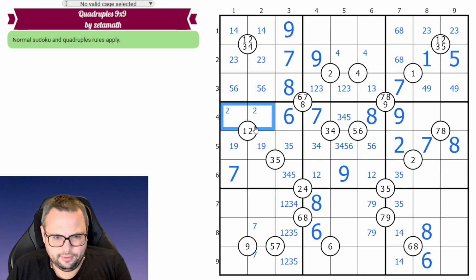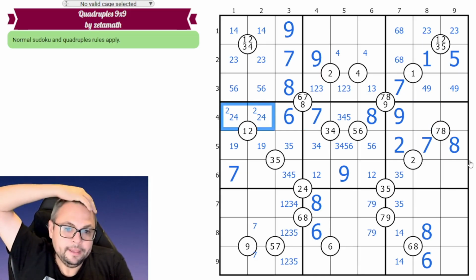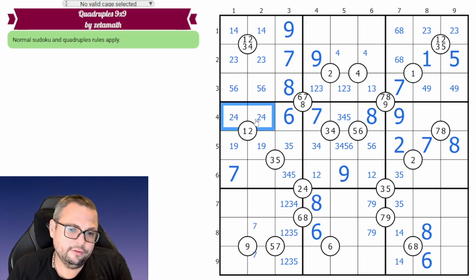What are these cells? One of them's a 2. The other one could be a 4, but it can't be a 5. Can't be 6, 7, 8, or 9. Oh, these are just a 2, 4 pair. Is that what you're telling me? That is what you're telling me. Okay. I accept. So these are a 2, 4 pair.